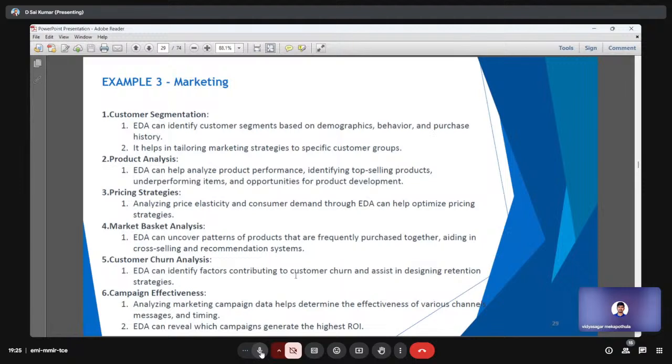Yeah, I'll give you these EDA stages. These are all just some real world examples, sir, only to show where exactly we apply this EDA process.